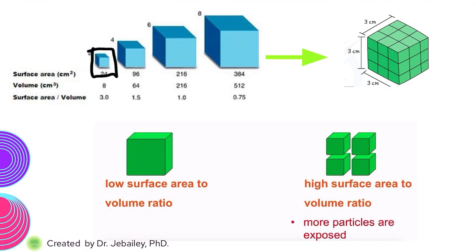Let's look at the surface area. The surface area here, the contact with the outside, is 24. The surface area here is 96. The surface area of this one is 216, and then 384. The cell is getting bigger, and there is somehow more contact with the outside, but that's the edges of the cell.